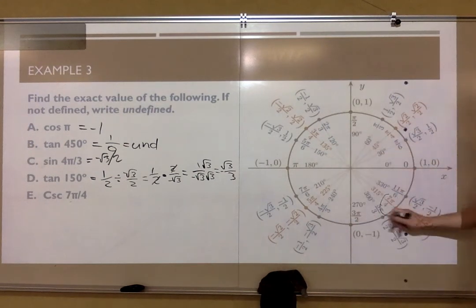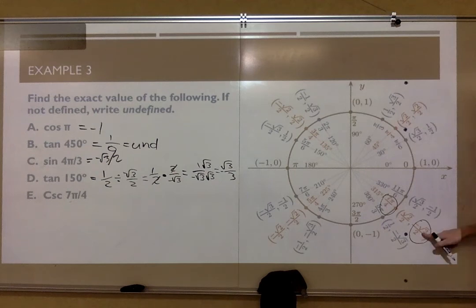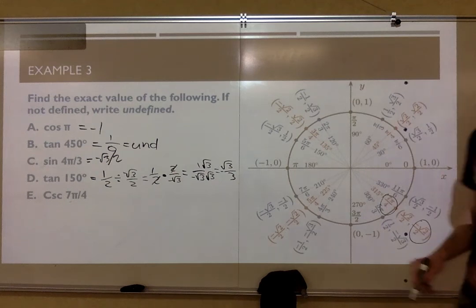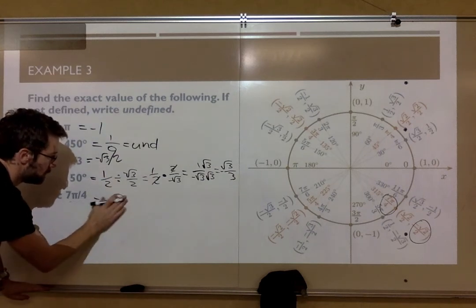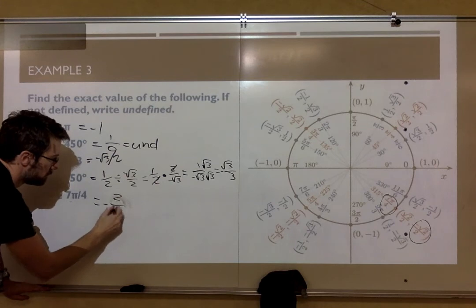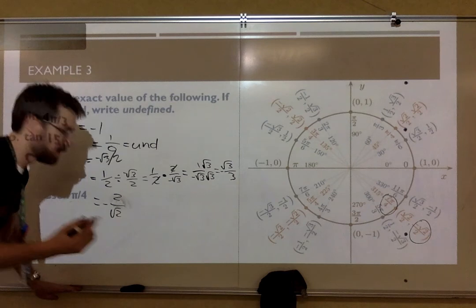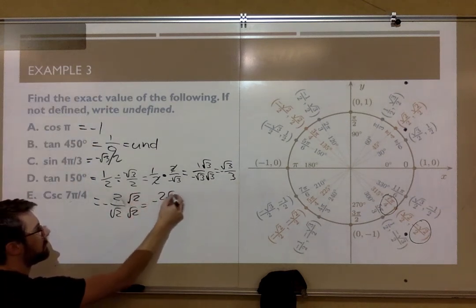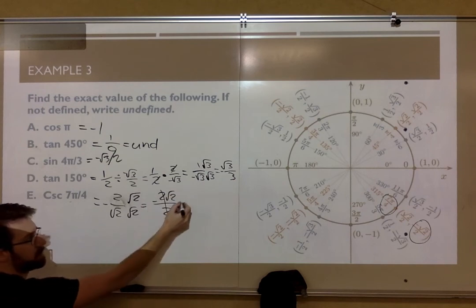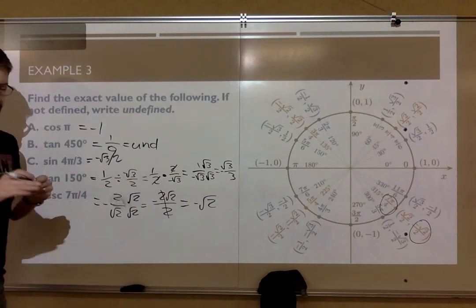Right there. Cosecant is the reciprocal of sine. Sine goes with the y value. So it's the reciprocal of that, negative root 2 over 2. So 2 over root 2, same idea. We're going to rationalize the denominator. 2's cancel out, and it's negative root 2.